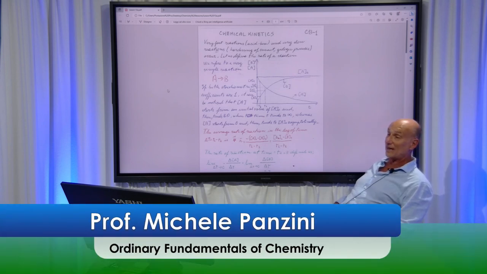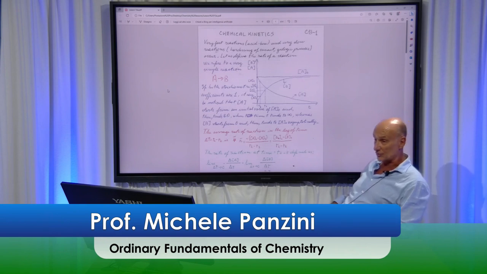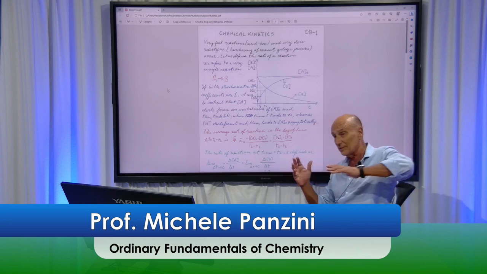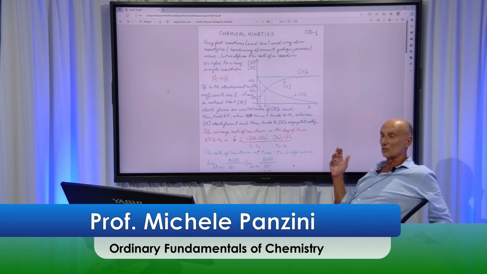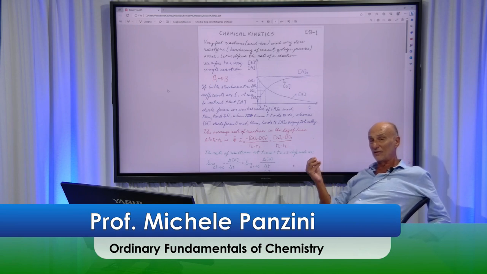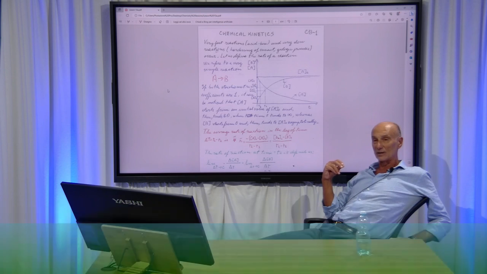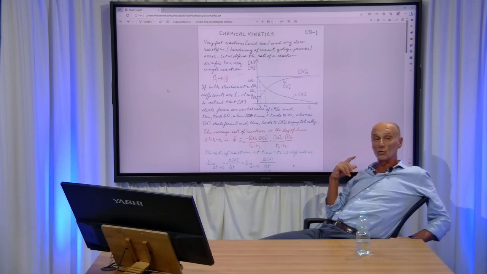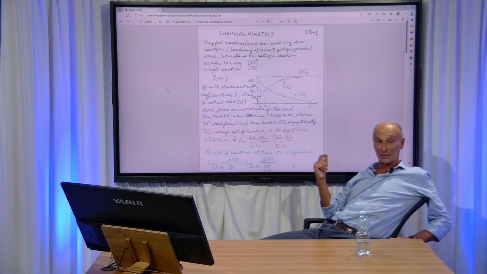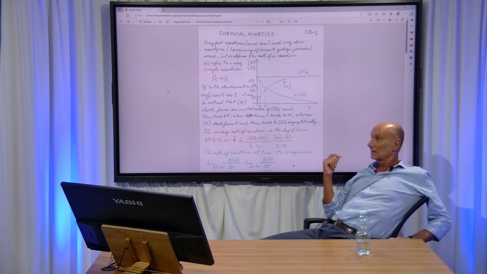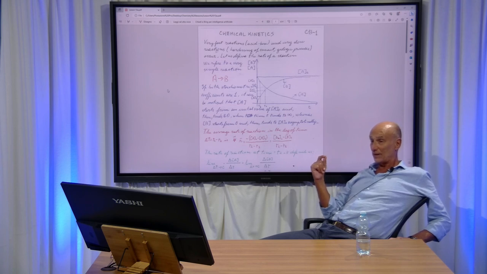Also, there are very, very slow reactions, such as the hardening of cement and geologic processes. What does hardening of cement mean? Cement is solid under the form of a very, very fine powder. This very fine powder must be mixed with water, and the water reacts with this powder of cement. Well, the reaction of water with the powder of cement, in theory, needs an infinite time.